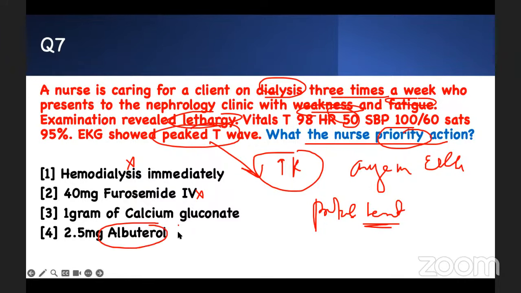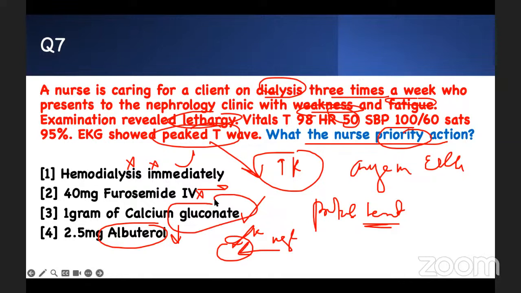Albuterol will lower the potassium, but this is your problem. I told you, don't worry about the potassium. Protect the heart. We give them albuterol to push potassium inside the cell, okay? We give them insulin and glucose to push potassium inside the cell. We give them furosemide and they can pee it out. We do dialysis to remove the potassium. The only thing that protects your heart is calcium gluconate. And if they say EKG, that's the first thing you do. Don't worry about the potassium. You got to stabilize the heart. So number three is your right answer.